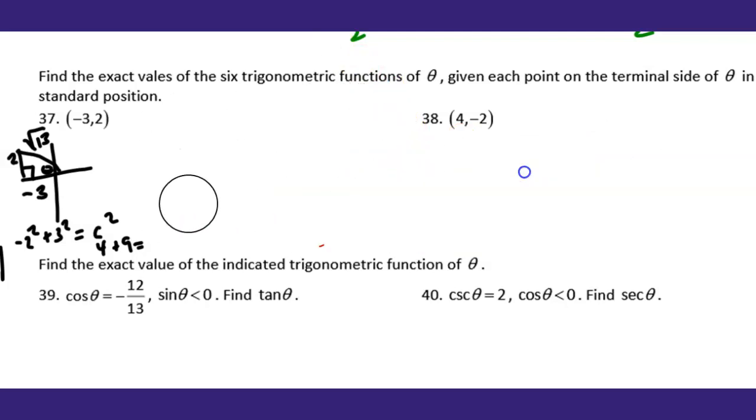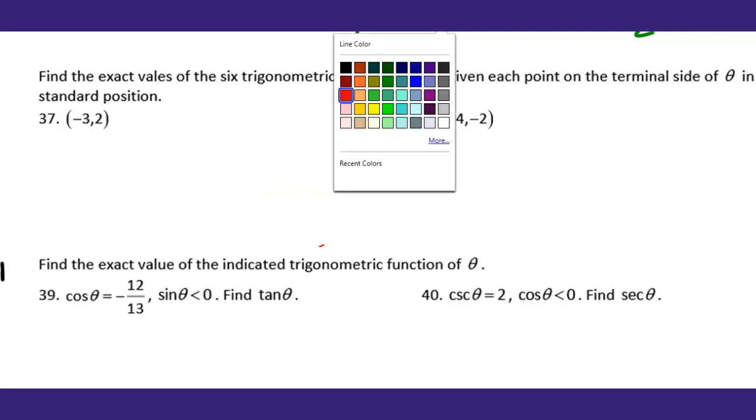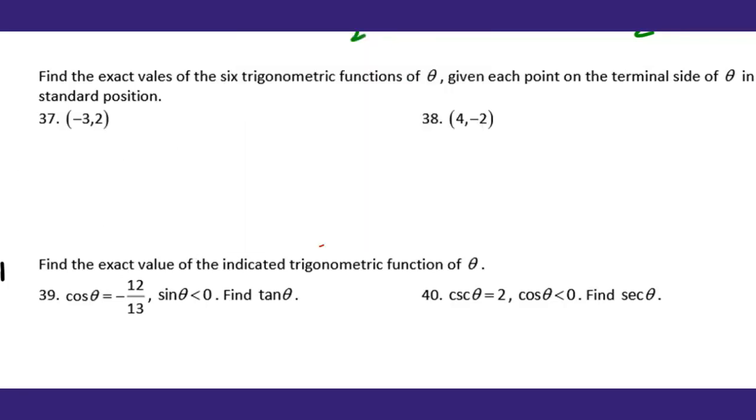Alright, number 38. You do this the exact same way as the last problem. You figure out what quadrant that's in. So you have positive 4 and down 2, which means there's your theta. And remember, your theta comes from the origin every single time.